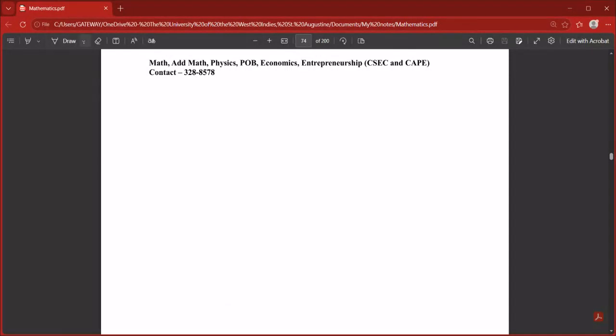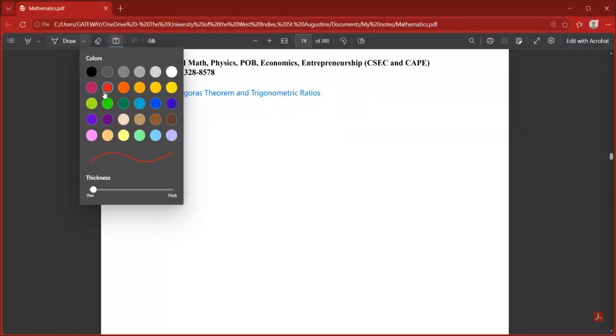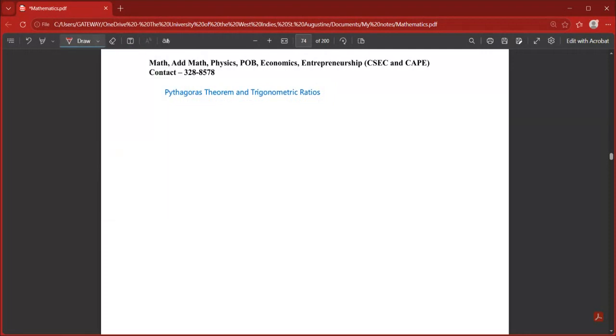We are starting off with Pythagoras theorem, but the topic is actually Pythagoras theorem and trigonometric ratios. So you use the Pythagoras theorem and trigonometric ratios for right angle triangles, but the ratios that I'm going to show you, for right angle triangles.